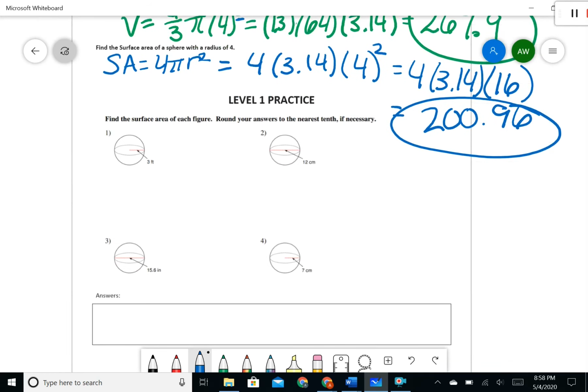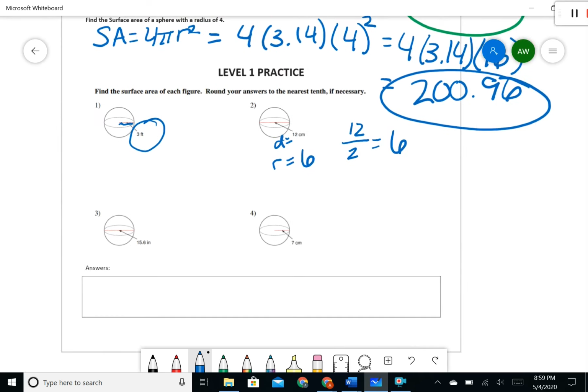So when you're looking at the level 1 practice, we have given you either the radius or the diameter. Remember that you have to have the radius, and the radius is from the center to the outside, like this. In this case, since it's from the center to the outside, that's the radius. Now in number 2, when it goes the whole way across, that's actually the diameter. So to figure out what the radius is, we divide 12 divided by 2, and we get 6. So that means if our diameter is 12, that means our radius is 6.